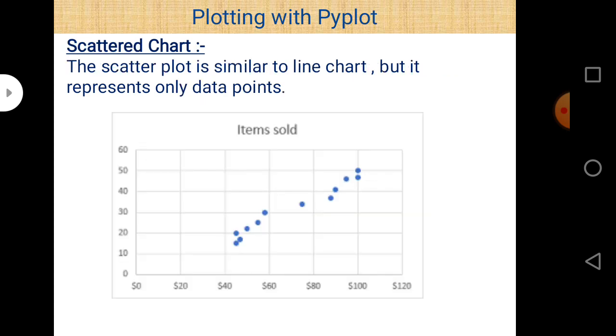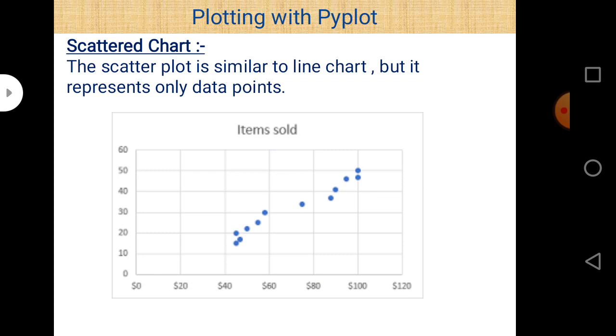And third one is scatter chart. A scatter chart is basically similar to the line chart, but it represents only data points. In line charts we connect different data points, but in a scatter chart there is no need to connect data points. If we don't connect these data points, we just get a scattered chart. So a scatter chart is basically a collection of different points, and these points are not connected to each other. In a line chart these points are connected to each other. So this is the basic difference between line chart and scatter chart.